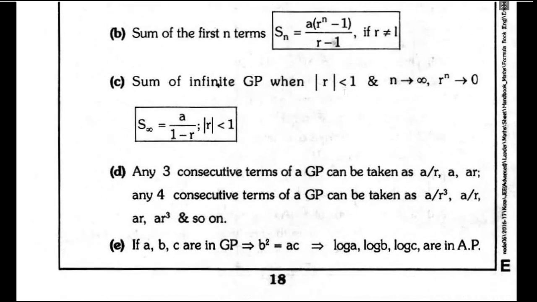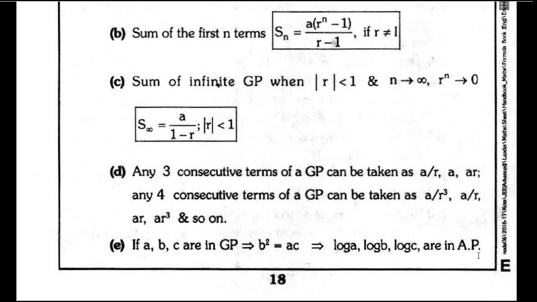Sum of infinite GP, when modulus r is less than 1 and n tends to infinity, means r to the power n will tend to 0. So the sum of infinite GP terms will be a upon 1 minus r, simply a upon 1 minus r. Any three consecutive terms of a GP can be taken as a upon r, a, ar. Any four consecutive terms of a GP can be taken as a upon r cube, a upon r, ar and ar cube, and so on.